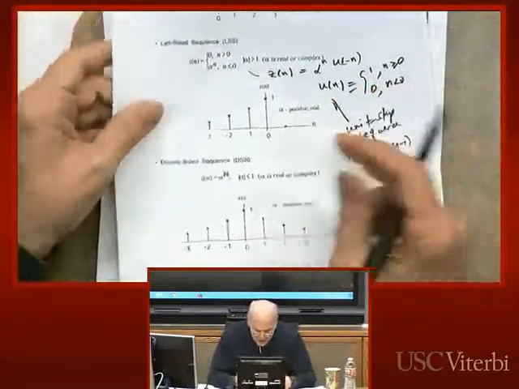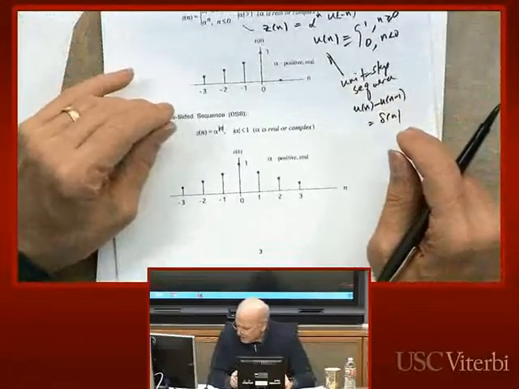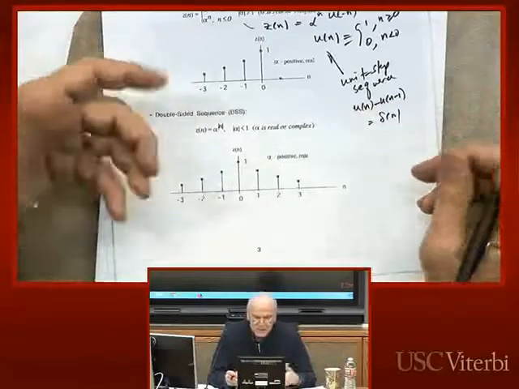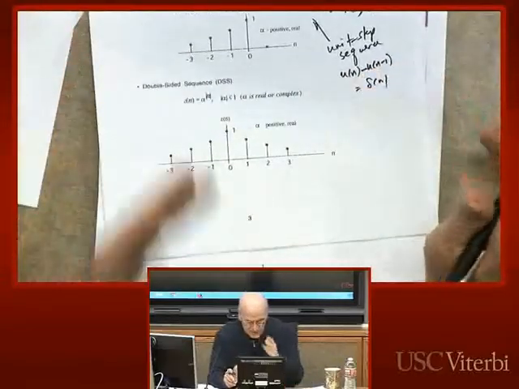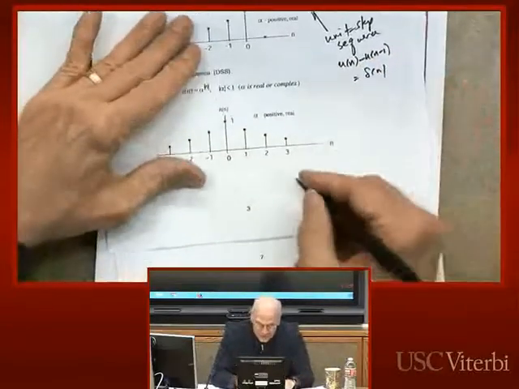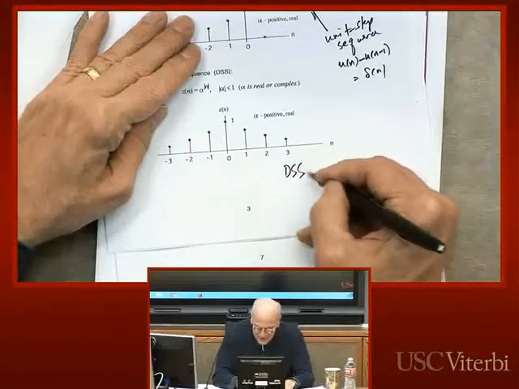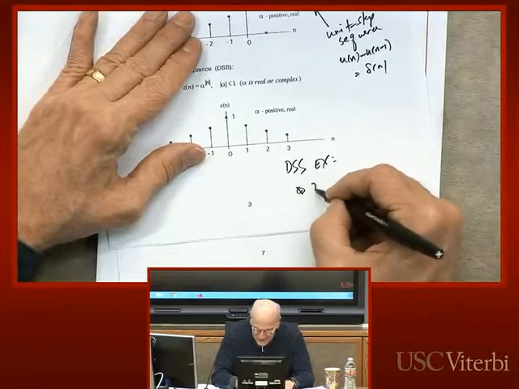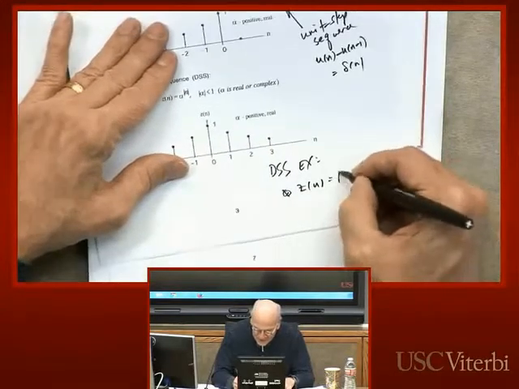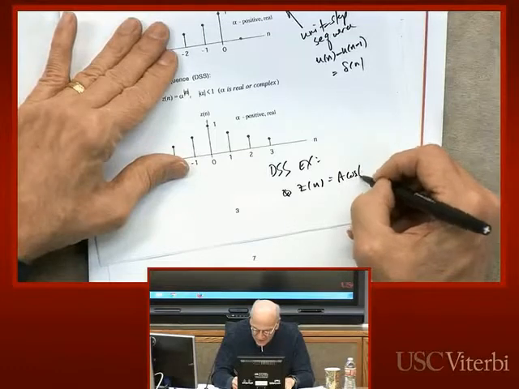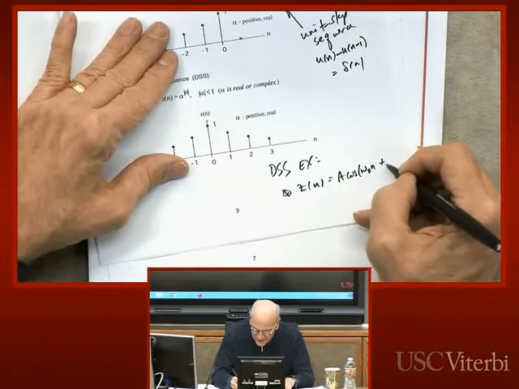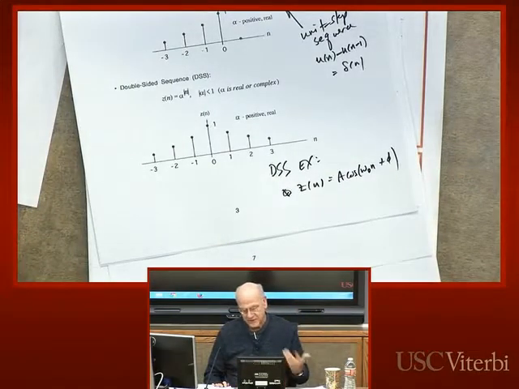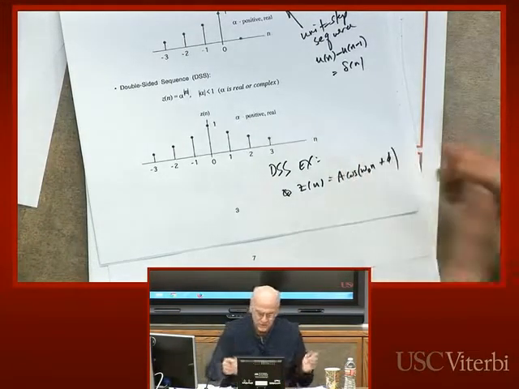But you can even have double-sided sequences, where in this case it's two-sided. What's a simple example of a double-sided sequence that we've already seen, that you already know in the class? It's the one we just talked about: z of n is equal to a cosine of omega naught n plus phi. That's a perfectly valid example of a two-sided sequence, or the complex sine wave.